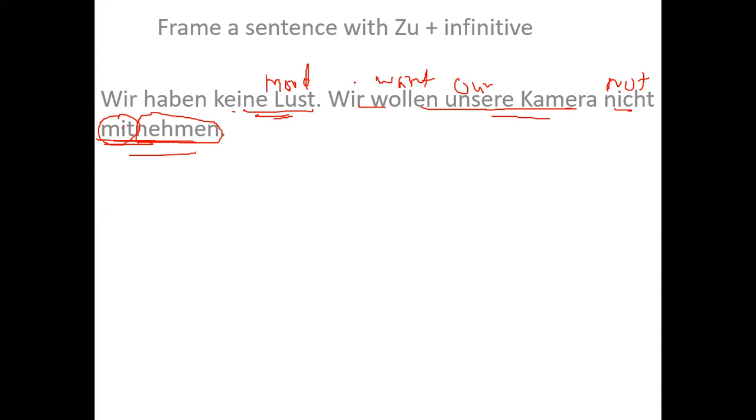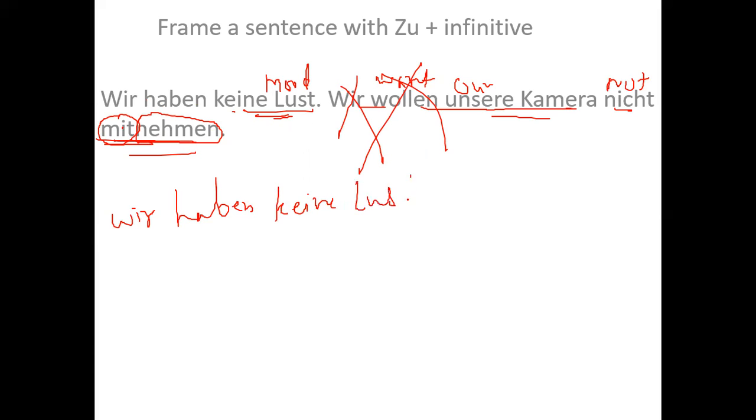So we will remove this wir. We will remove this wollen. And the final answer would be: Wir haben keine Lust. And there is a comma for you. Unsere Kamera will come here. Nicht. Now verb is already at the end, right? Verb is already at the end.